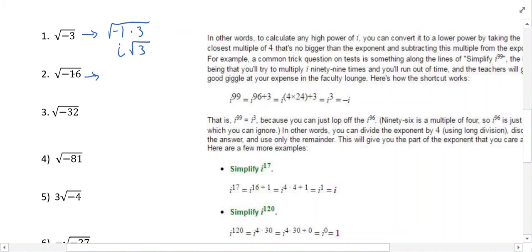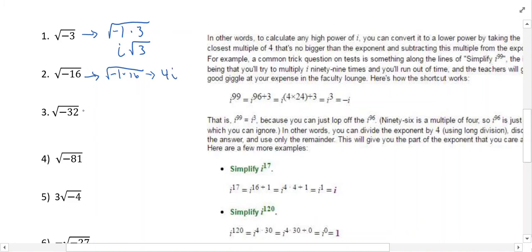On this next one, again, you want to think about how can I simplify it. So you want to think about it as the square root of negative 1 times 16. Now 16 is a perfect square, so when we square root this, we're going to get 4i. So in this case, they both come out of the radical.